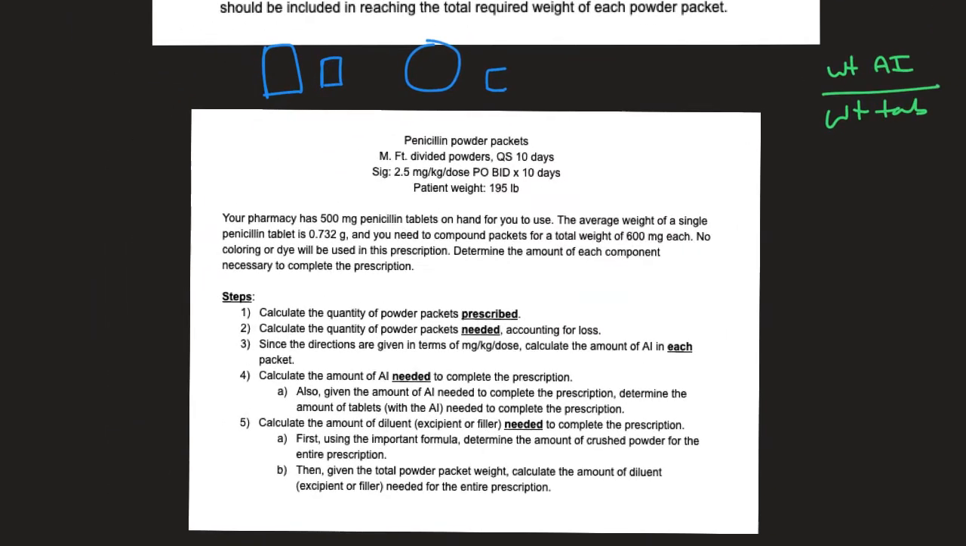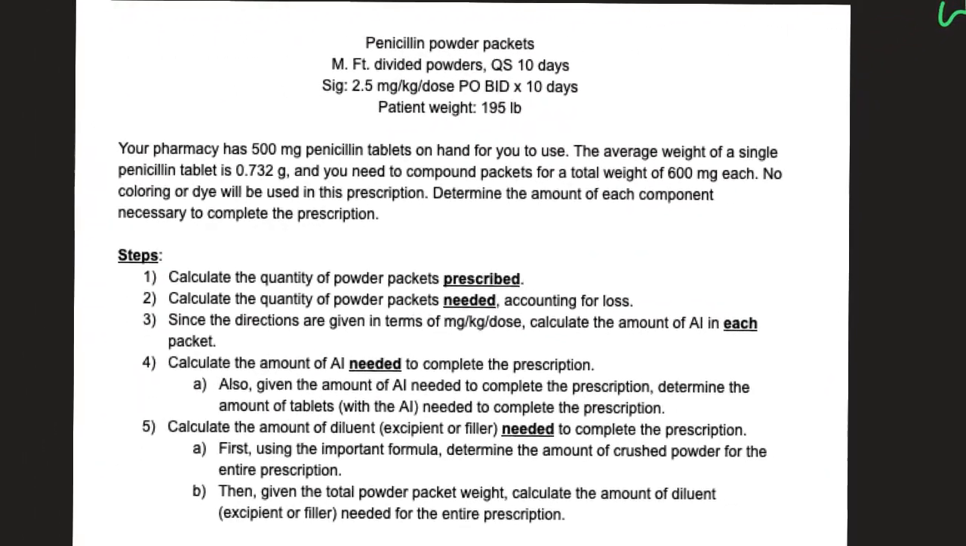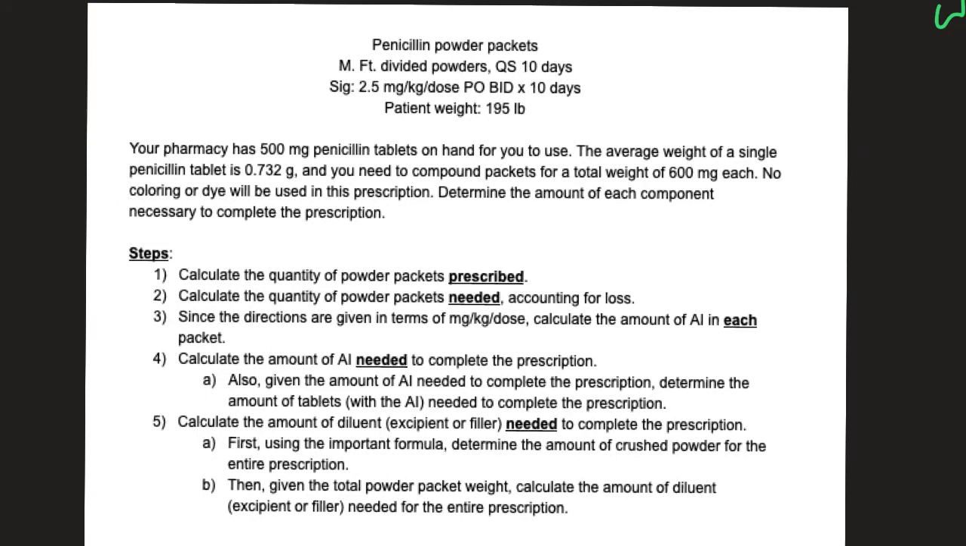So an example problem is here. We have a script written for penicillin powder packets. We're going to make enough for 10 days. The directions for use are 2.5 mg per kg per dose, orally twice daily for 10 days. The patient weighs 195 pounds.